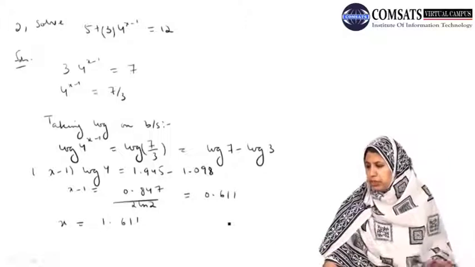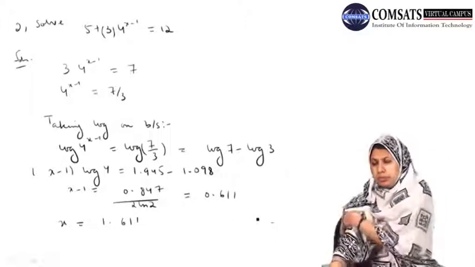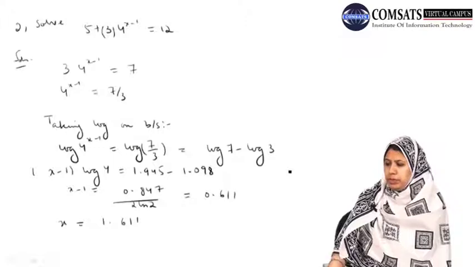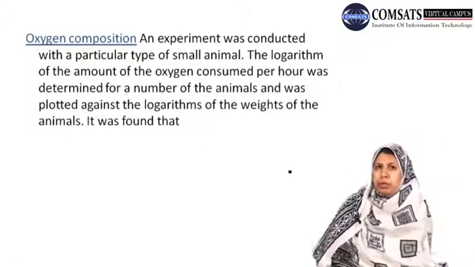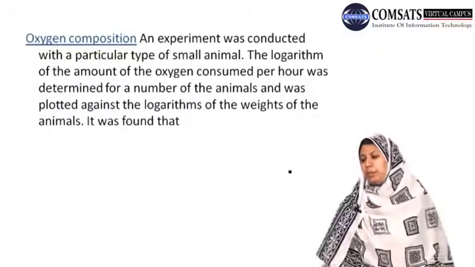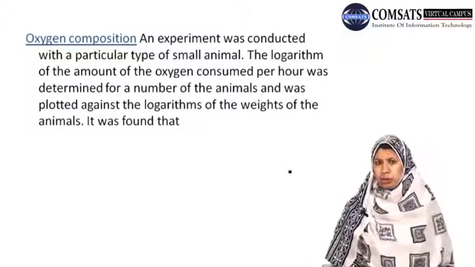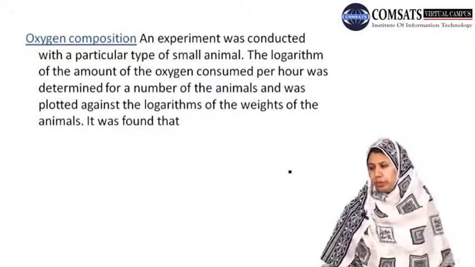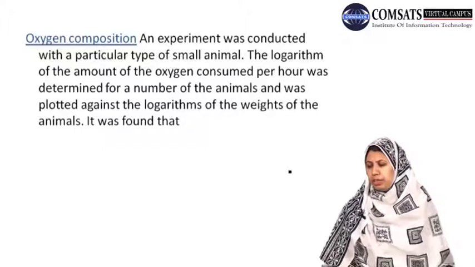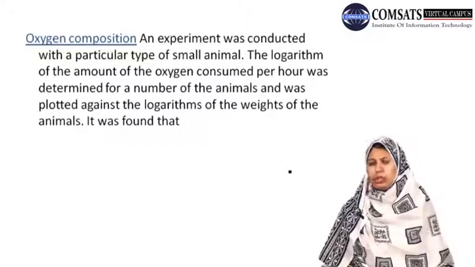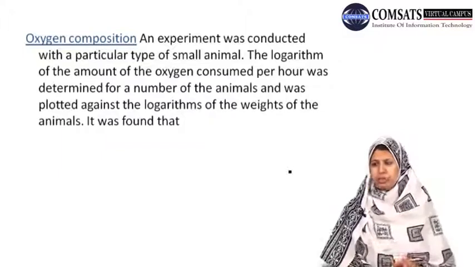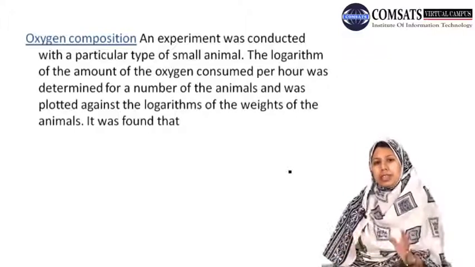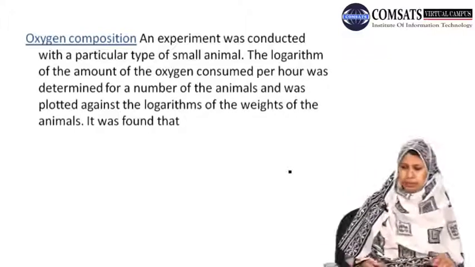Now using these exponential equations and the properties or methods to solve them, we will solve some word problems. First we have a problem of oxygen composition. An experiment was conducted with a particular type of small animal. The logarithm of the amount of oxygen consumed per hour was determined for a number of animals and was plotted against the logarithm of the weights of the animals. That is, on one side we have the log of the amount of oxygen consumed, and on the other side we have the log of the weights of the animals.